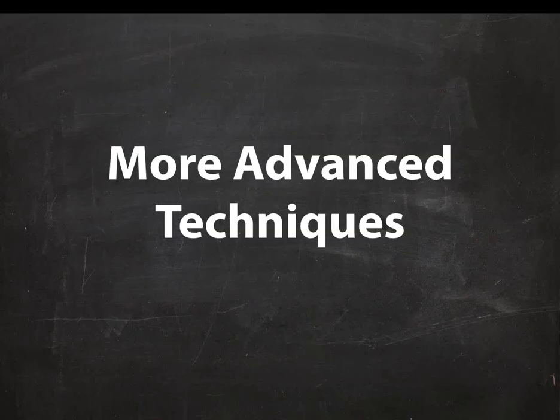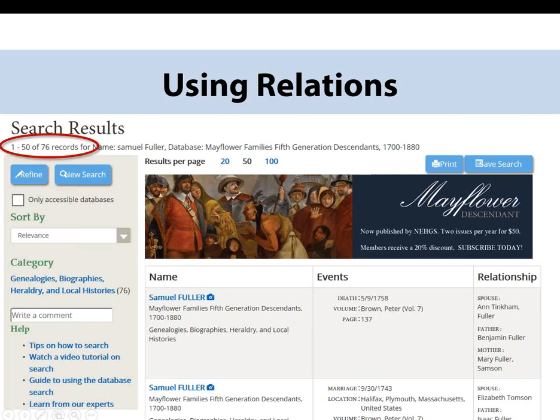So I'll go through some other additional advanced techniques for you here. I'll go a little bit faster for the next few slides because I think we've gone through the basics of search. But these are some techniques that some of you may or may not have tried. One of those is using relations. I talked about in the Mayflower 5th generation descendants that we have relationship information. You can see here for Samuel Fuller, we have information with spouse, father, and whatnot.